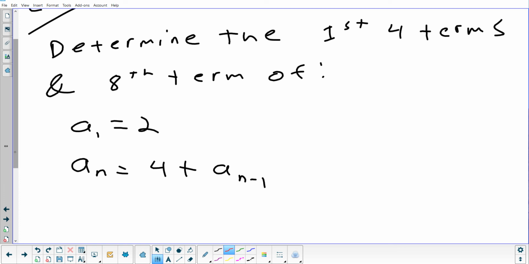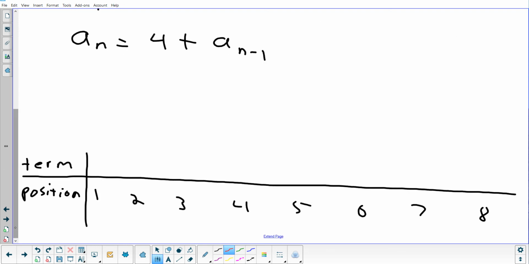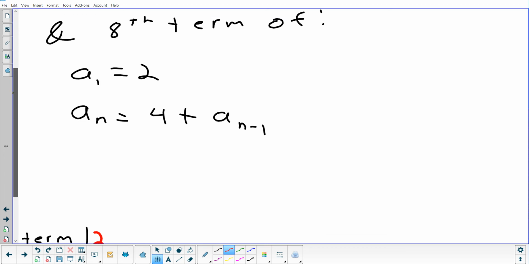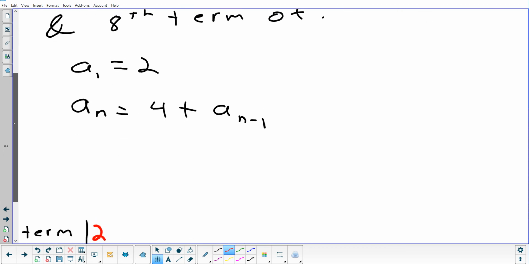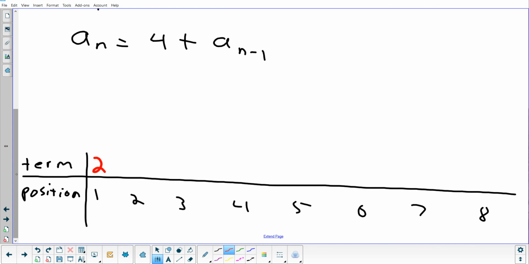Okay, what's the first term in the sequence? 2. How do you know that? Given. Has to be given. In a recursive sequence, they have to give you the first term. So the term in position 1 is a 2. And then what are you doing to get the next term each time? Adding 4 to the previous. That's it, just adding 4. So the next term? 6. Then? 10, 14. Okay.